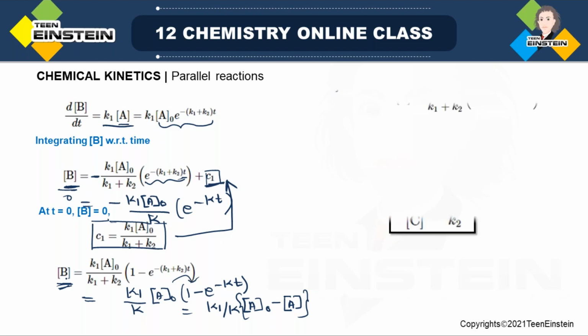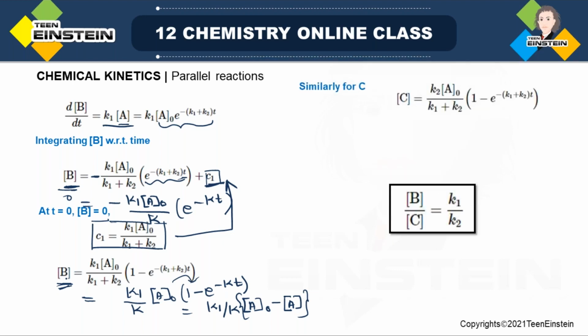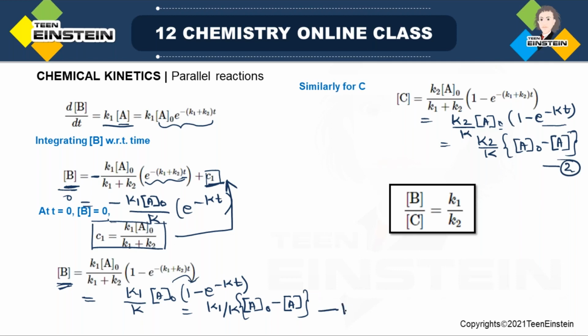Similarly, we can also find the value for C because that is another product from the second mechanism. Just like the expression for B, this is also the same, but now it is K2. That is the only difference. 1 minus e to the power minus Kt, or we can also write K2 by K times the concentration of A naught minus A. Because remember, A naught into e to the power minus Kt is basically the concentration of A at any time t. So this is equation 2, this is equation 1.